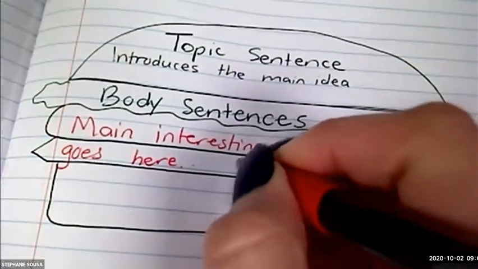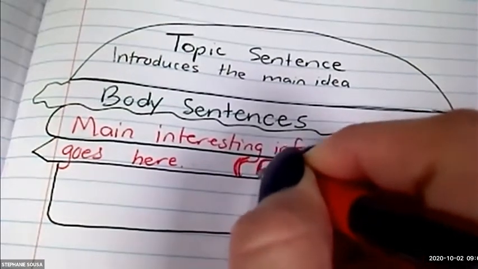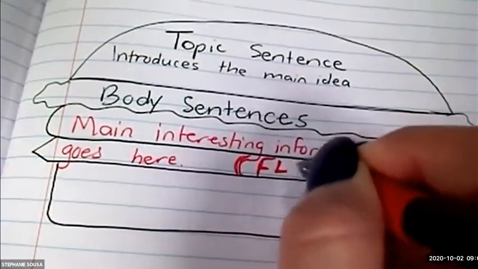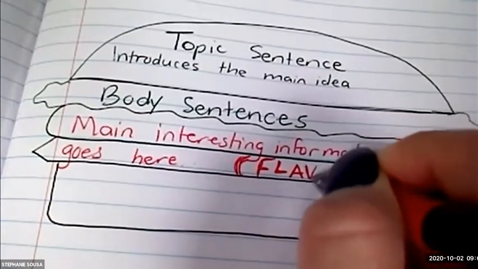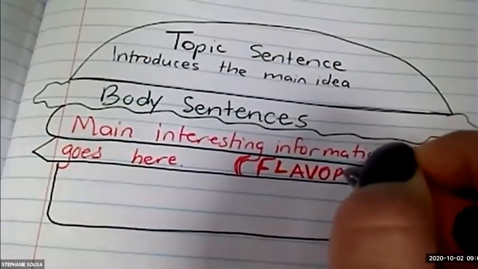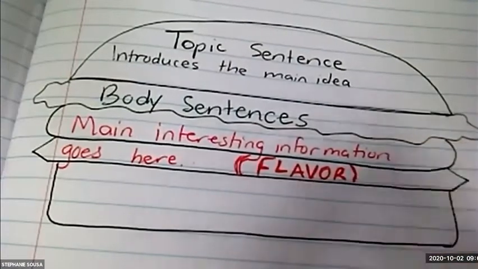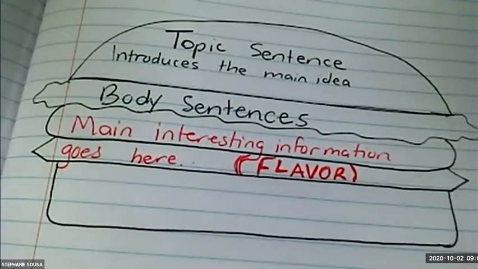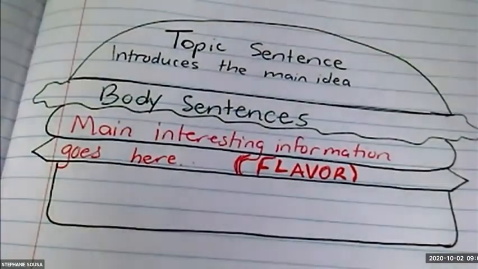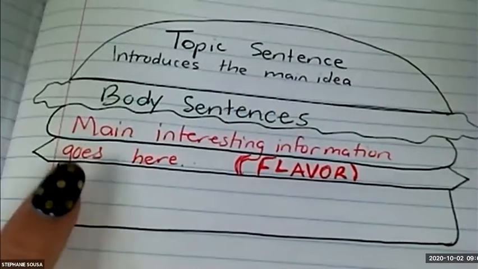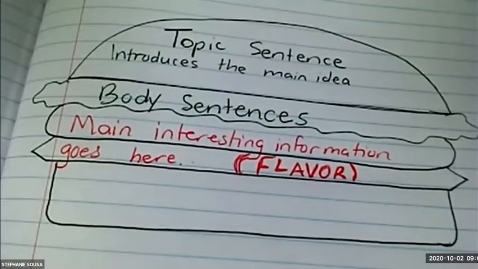So I like to call this the flavor. So I'm going to put the word flavor in big capital letters. This is the good stuff, right? You don't go to the restaurant and order a hamburger and then only eat the bread. All right, you want to get all the good stuff, all the sauces, all the cheese, all the toppings, the good stuff, right? That's where all that flavor comes from. So your body sentences are going to be your main interesting information, okay? This is all the notes that we're going to take today, so go ahead and finish those up. I'll give you a minute or two to do that.